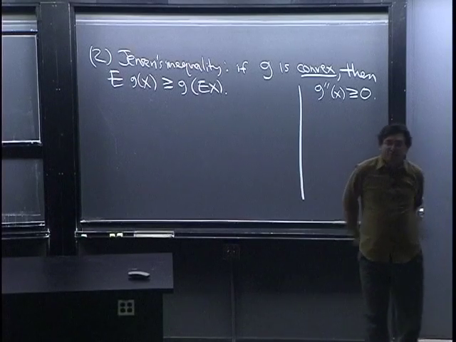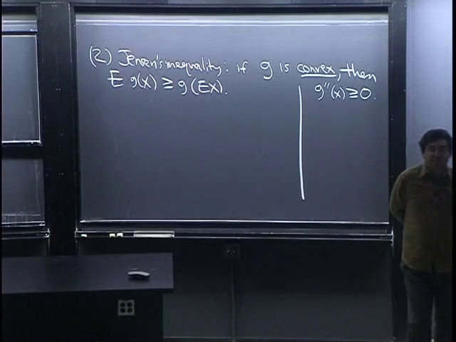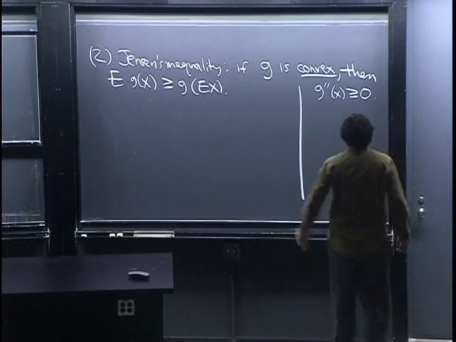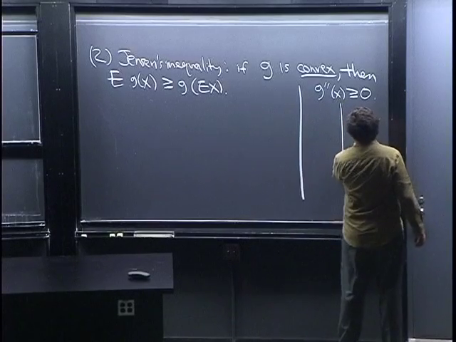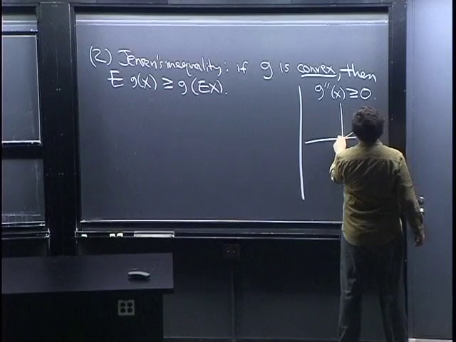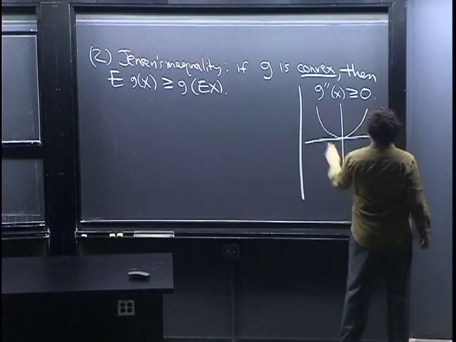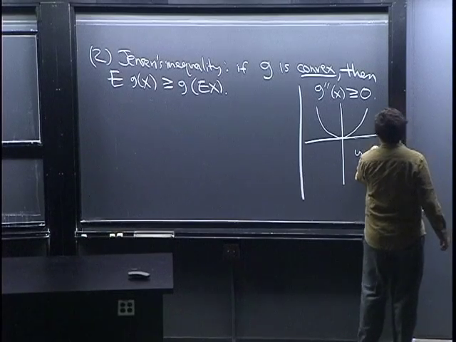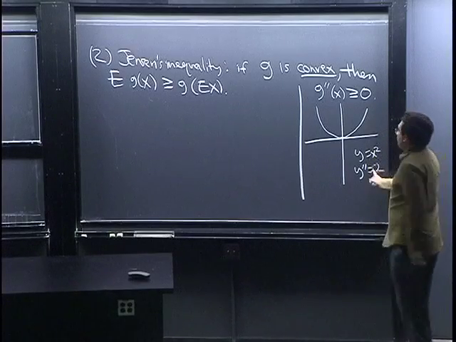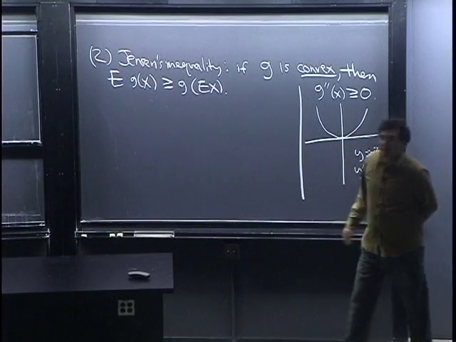That's usually the easiest way to determine if a function is convex. Just take the second derivative. So a simple example would be y equals x squared. You can draw this U-shaped thing. Y equals x squared, then the second derivative is 2, which is positive, so this is convex.